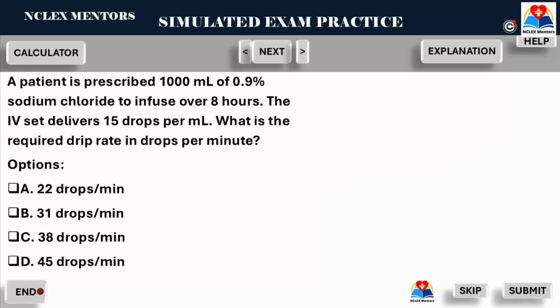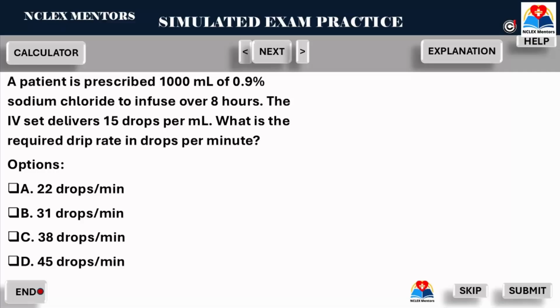Dosage calculation, IV drip rate. Okay, nurse friends, put on your math thinking caps. You're on shift, and you're preparing to start an IV infusion. The provider has just ordered 1,000 milliliters of 0.9% sodium chloride to be infused over 8 hours. You're using an IV set that delivers 15 drops per milliliter, known as the drop factor.